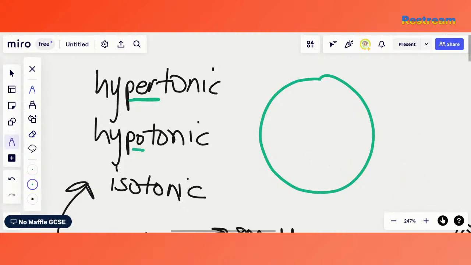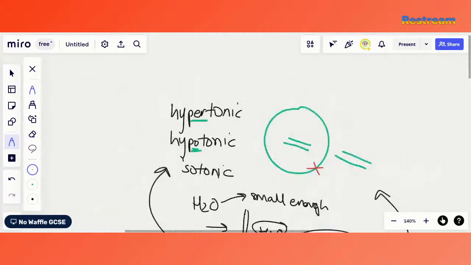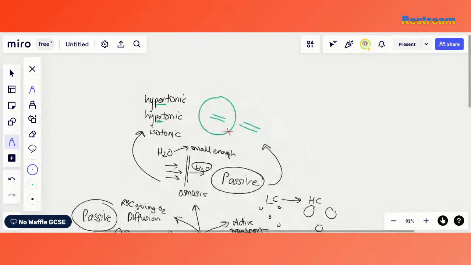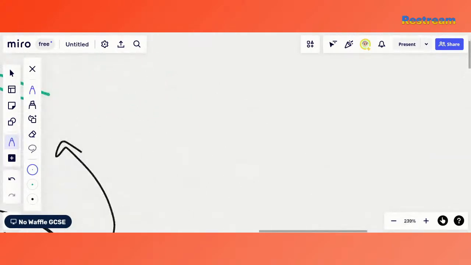Now, hypotonic is when the interior of the cell has a low concentration of water and the outside has a high concentration of water, and therefore water moves from outside in. Now you can imagine isotonic, therefore, is when there's an equal amount of water both on the outside and the inside, so there's no movement. So they're just some key vocabulary you need to know. And then finally, we're going to go through the required practical.